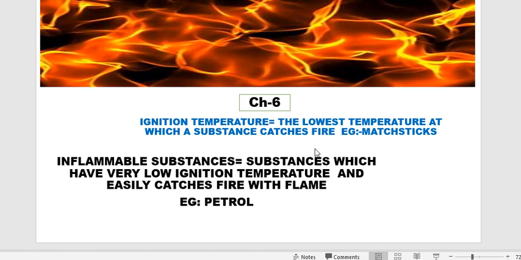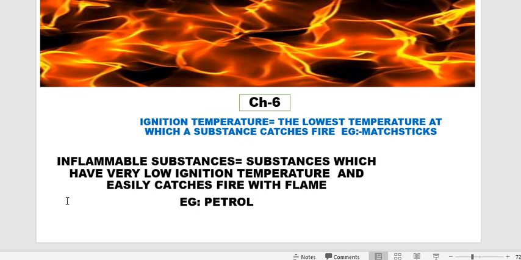And here one more term is there. I explained it in the last class also, but now I want to mention it, because it will make clear how you can compare these two terms and what the main difference between them is. I'll try to make it clear with the definition they have given in your textbook. The second term is inflammable substances. In your textbook they have given: substances which have very low ignition temperature and easily catch fire with a flame. Here ignition temperature itself is the lowest temperature at which a substance catches fire.